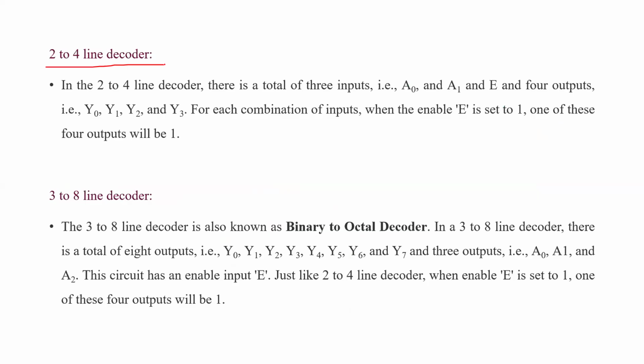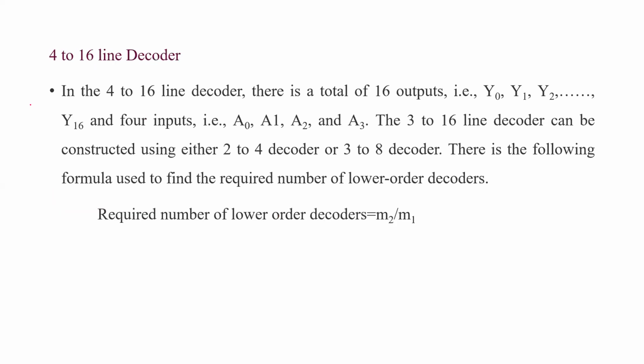This is a subheading, and they may directly ask whether this is a combinational circuit or a sequential circuit. We have to understand that the decoder is one of the combinational circuits. The 3 to 8 line decoder is also known as a binary to octal decoder, and then there is the 4 to 16 line decoder. These are the terms we have to know: the types of decoders, the types of encoders, and what the inputs and outputs are.